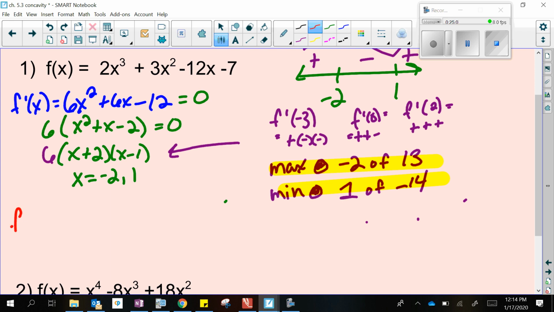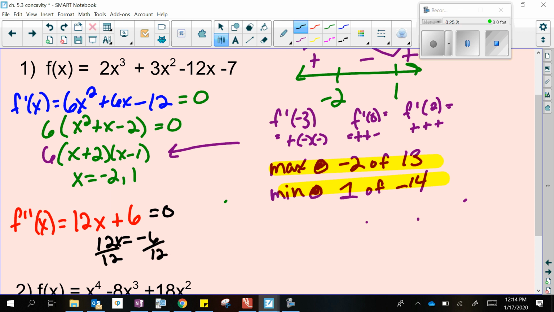So now we go to the second derivative, and we get 12x plus 6. Everybody with me? Set it equal to 0. This one's a little bit easier, right? We solve. We get 12x equals negative 6. So x equals what? Negative 1/2.